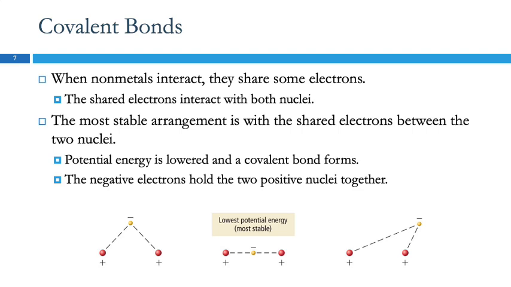Well, you share the electrons. So the electrons get shared. And that will be most stable if the shared electrons are located between the two nuclei rather than being shared off to a side. So potential energy gets lowered and we've got a covalent bond. So the electrons are shared between two nuclei.